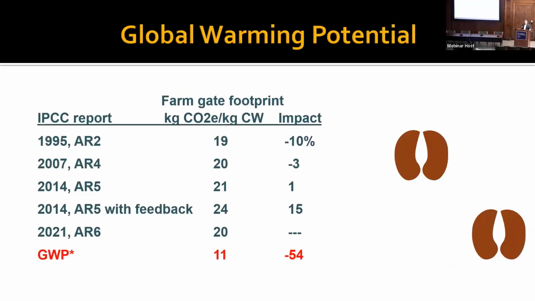So when we apply this model, the GWP star, and compare it to what would typically be used in studies as recommended by the IPCC, you can see that the carbon footprint of beef would be reduced by about 50%. So it'd be about half of what we're actually saying today is the carbon footprint of beef. You follow that?